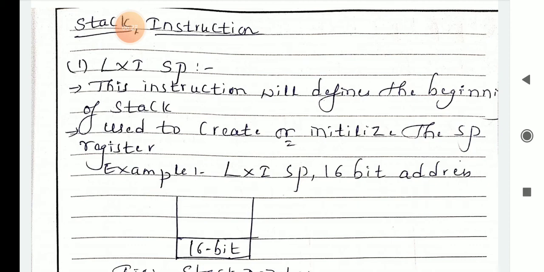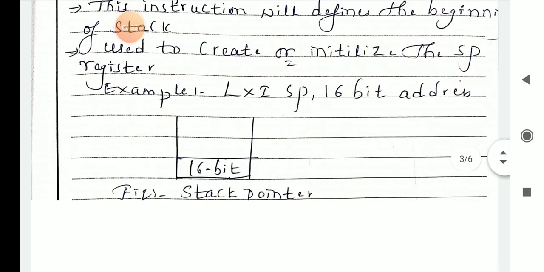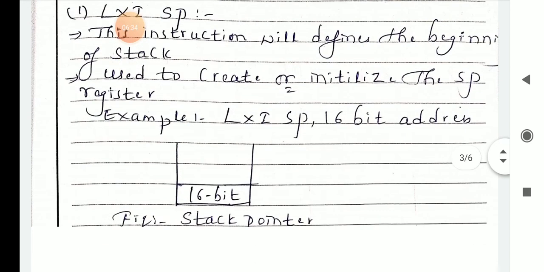For example, you can take LXI SP, 16-bit address. On the stack pointer, first initialize the address, that is the 16-bit. So this 16-bit address will be located in the stack pointer of the memory locations. Okay. So this is the first point of the stack pointer with respect to LXI SP. So first you have to initialize or create that stack pointer register.